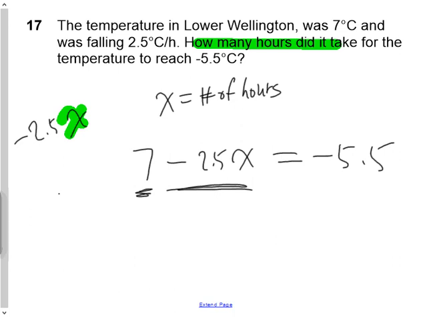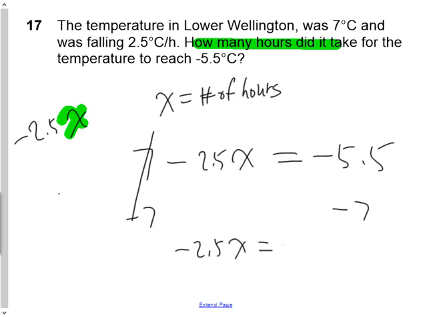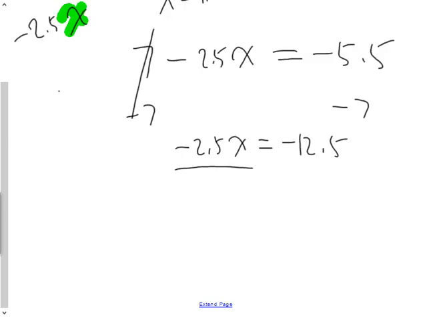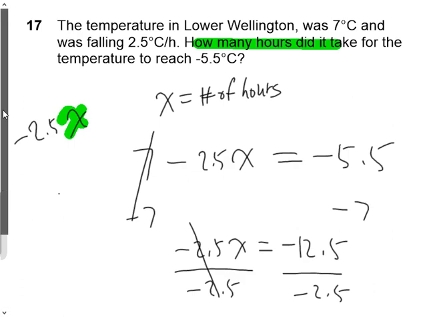So I'm going to subtract 7 from both sides because 7 is my constant. By subtracting 7 from both sides, I end up with negative 2.5x is equal to negative 12.5. And finally, when I divide both sides by negative 2.5, I'm going to isolate the variable x, and that's going to equal 5. So therefore, it took 5 hours.